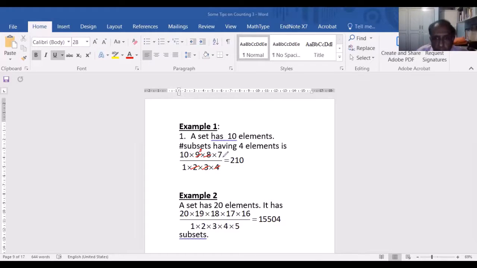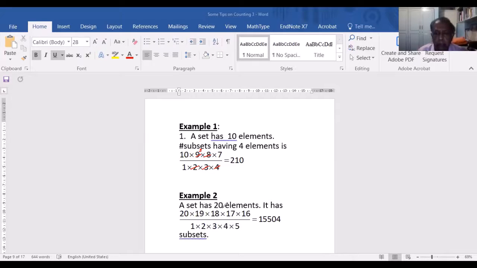Instead of multiplying all these numbers and dividing by this or using a calculator, if you use just cancellation, it can be done. That doesn't happen all the time. Sometimes you have to use a calculator, in fact maybe most times, but if it can be done, you go ahead and do it like that.